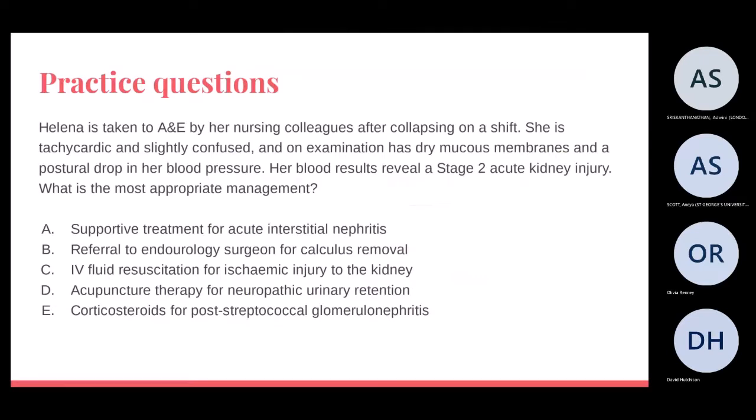Cool. So let's answer this question about Helena. What do you think the most appropriate management for Helena is? I'll let you read that for a little bit.